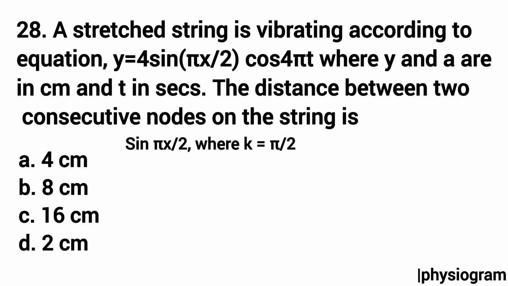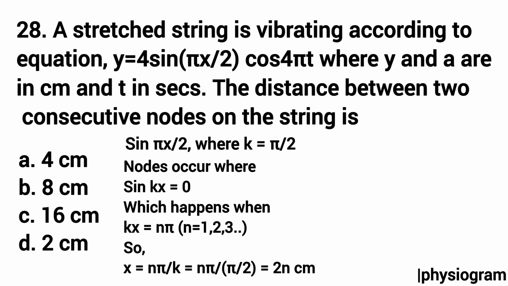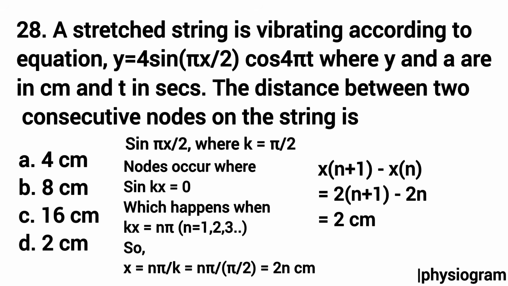And now calculate the distance between the two consecutive nodes, that is nodes occur where sine kx is 0, which means kx equals n pi. So x will be here n pi by k, that is n pi by 2, that is equal to 2n centimeter. Then the distance between two consecutive nodes will be here x(n+1) minus xn, which is equal to 2(n+1) minus 2n, and we get here 2 centimeter. So the correct answer will be option number D, that is 2 centimeter.